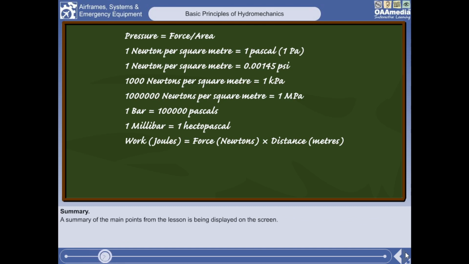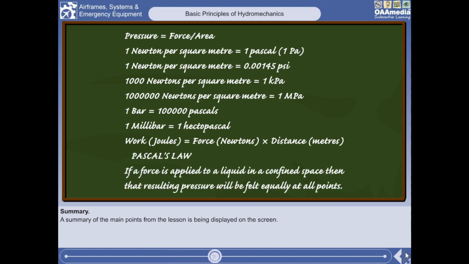This is the end of the lesson. You should now be familiar with the units of measurement used in hydraulic systems. You should understand Pascal's law and have a complete understanding of the Bramah press, particularly the relationships between force, distance, and area.